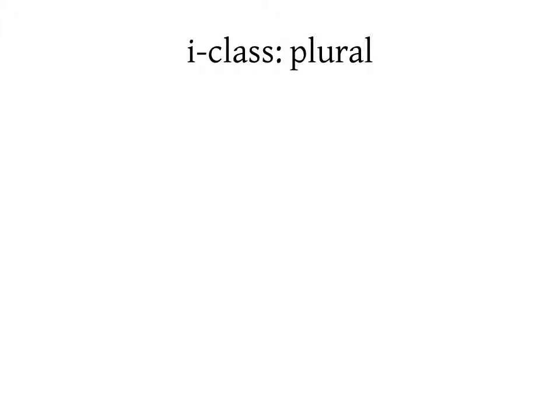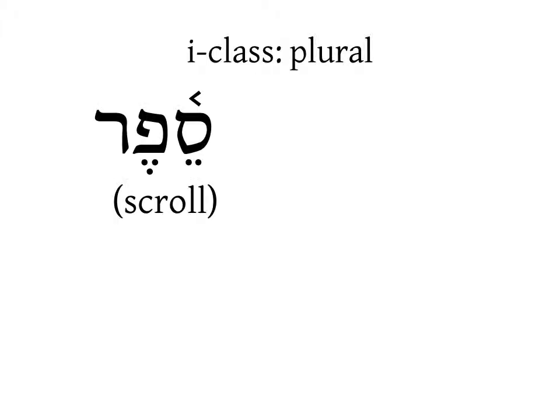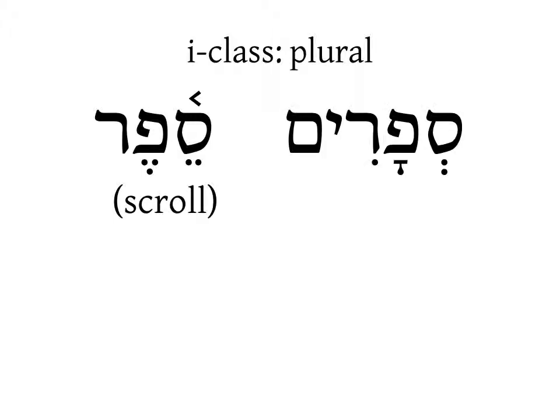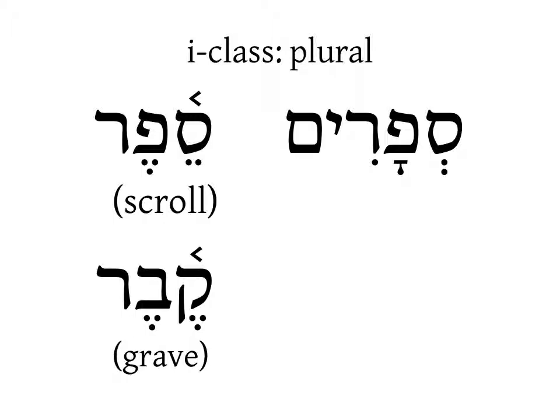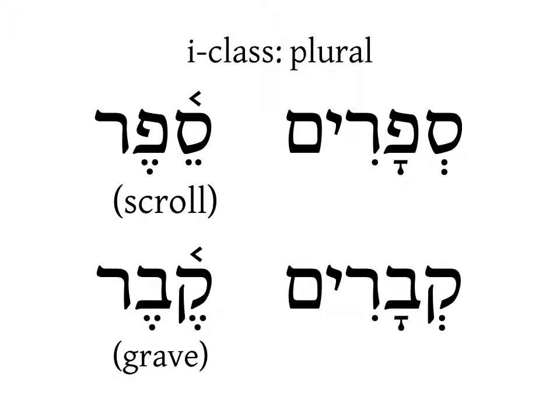Now let's look at the I class segolates in the plural. Sefer is a fairly stereotypical I class segolate. Notice it's got a tsere up front. That's a remnant of the original I vowel that would have been under the samek. But in the plural, it follows the same pattern as all segolates in the plural, sefarim. Not all I class segolates will have a tsere up front. Kever is an I-class segolate, but it has two segols. Its plural is regular, kvarim.